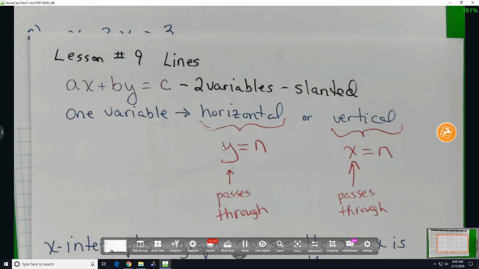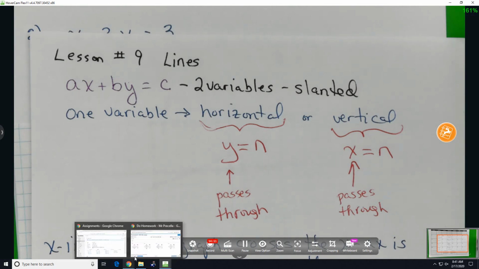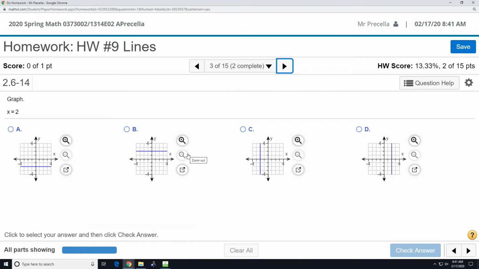My brother wrote there, if it's in the form y equals a number, it's horizontal. X equals is vertical. Most people think the exact opposite, because the horizontal axis is the x-axis. But this is the axis it's passing through. Keep that in mind as we do problem number 3.